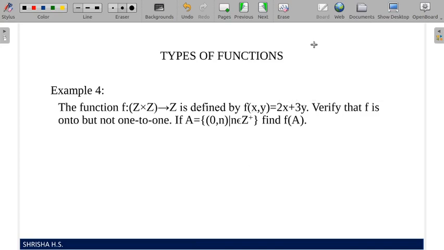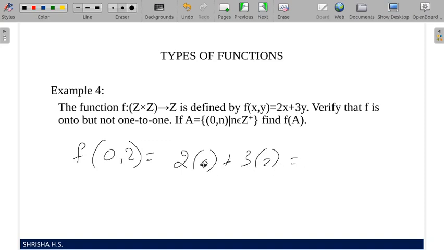Now in the second part, we have to prove that this particular function is not one-to-one. So whenever it is a "not", we have to disprove. So we can disprove by counter examples. That's the method we are using currently. So the same thing we will carry out. So check for (0, 2). Okay, so 2 into 0 plus 3 into 2. So you will get 0 and you will get 6.